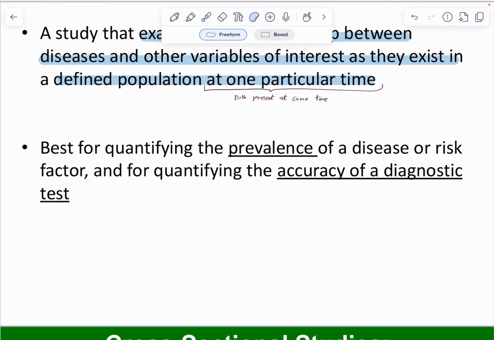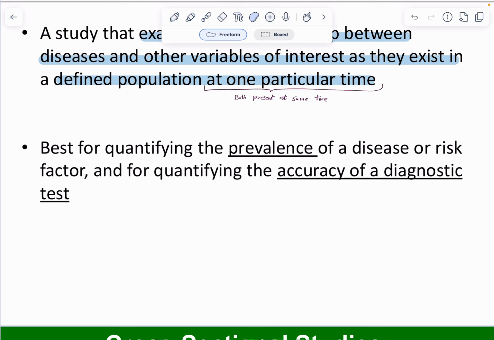And the diagnostic test also. For example, I have 2 diagnostic tests and I want to know which one is better. What will I do? I'll just implement it in the patients. For example, if I have 100 patients, 50 and 50, I will not assign them. I'll just go to the hospital, because this is an observational study.